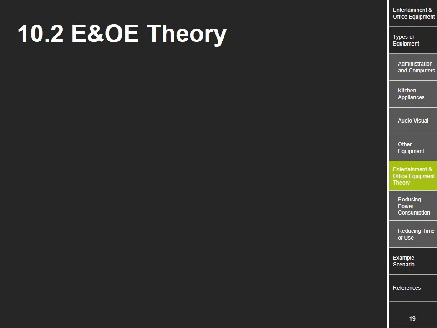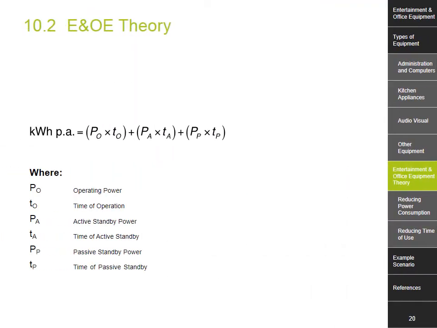Entertainment and office equipment theory. As with food preparation and cleaning appliances, the total power consumption of an appliance can easily be calculated by multiplying the power consumption, be it either operating, active standby, or passive standby power, by its respective time of use. If all 3 types are present, then the addition of these will equal the total power consumption of an appliance.